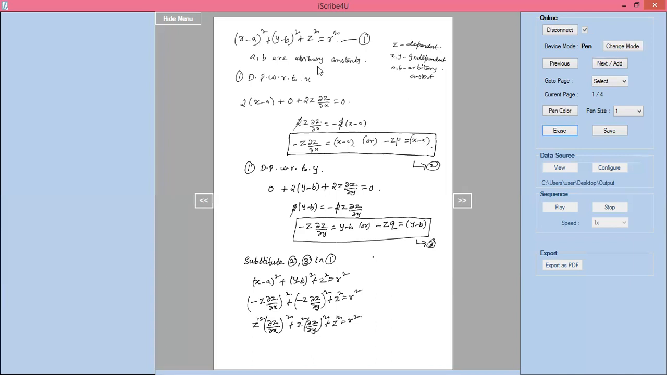Now we can write (dou z by dou x) whole square plus (dou z by dou y) whole square plus 1, into z square equal to r square, which is the required solution for the given equation. You take z square outside, and this is the required solution for the given equation. Dou z by dou x is a first order differential equation, but here the order is 1 and the degree is 2 for this.